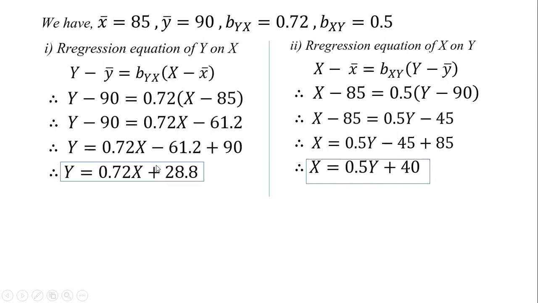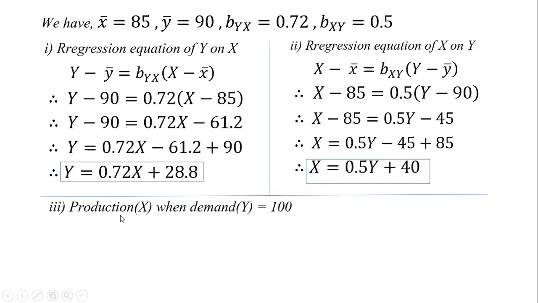Now, if x is given and we want to find y, we use the regression equation of y on x. And if y is given and we want to find x, we use the regression equation of x on y. Now the third example, we want to estimate production, that is value of x, when demand y is equal to 100. So here value of y is given and we want to find value of x. So out of these two equations, we have to use the regression equation of x on y.